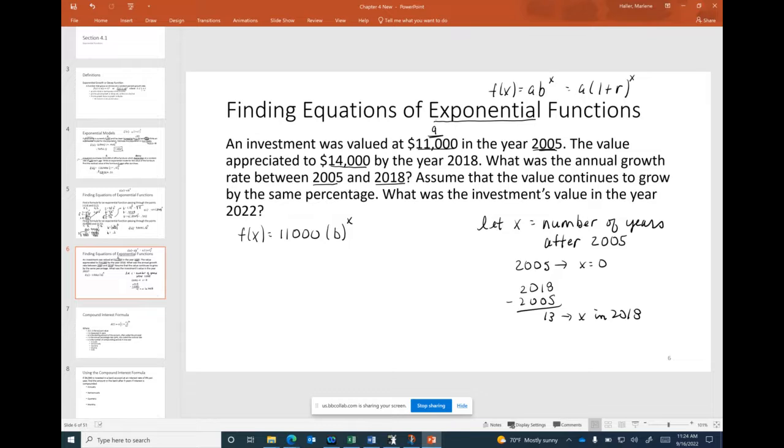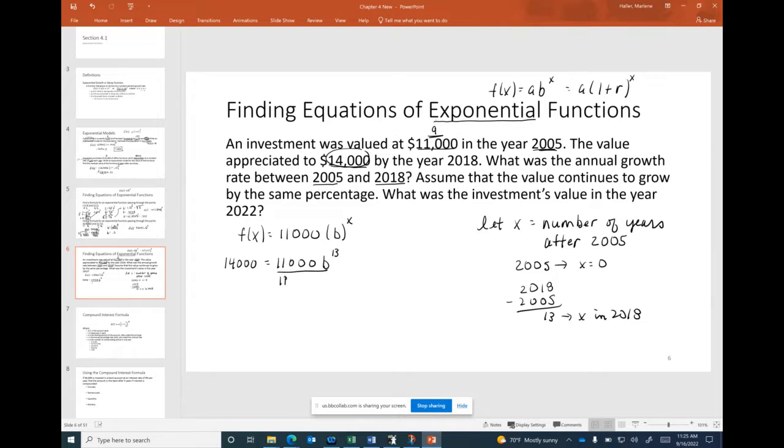Right, so I can use, and then of course my y, or my f of x, is going to be the 14,000. So I can use this data to write a second version of this equation. I can say that $14,000 equals $11,000 times my growth factor, B, raised to the x power. Well, I know my x, my time, it's 13 years after 0, so raised to the 13 power. Now I can use this data to solve for B.